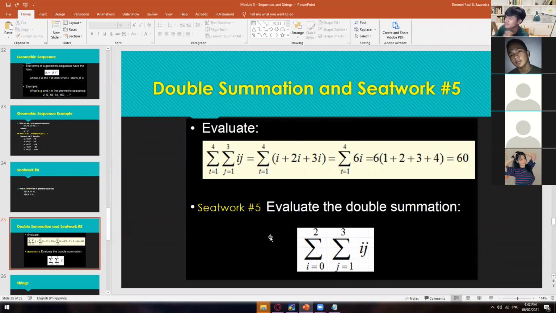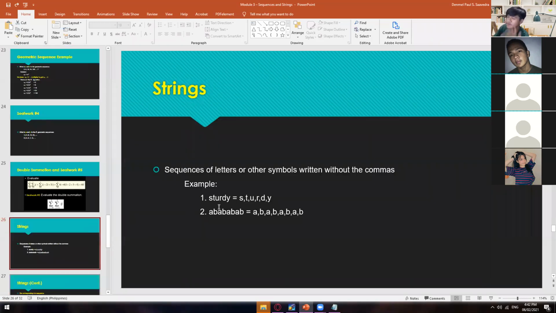All right. So let's now move on to the last topic, which is strings. So this one is a sequence of letters or other symbols written without commas. The shortest way of explaining this one is with the comparison of sequences and sets. As you can see, in sets they are separated with commas. The same with sequences, they are separated with commas. But for strings, just remove the comma and that's it already.